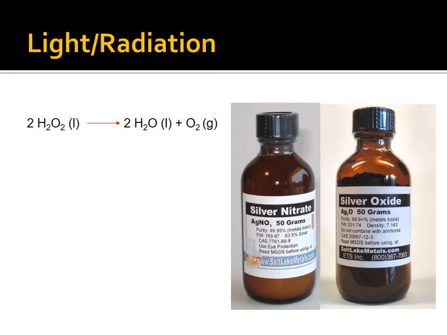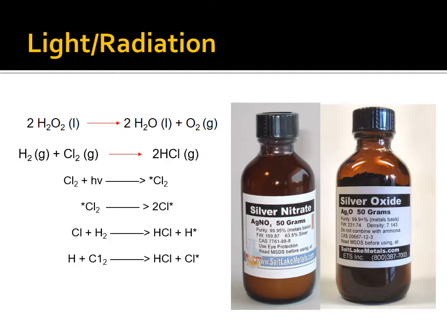Next factor affecting the rate of the reaction: we can say any form of energy, for example, light or any radiation. In the example we took in the previous slide, hydrogen peroxide converting into water and oxygen will be faster if you keep the hydrogen peroxide in sunlight. Therefore, we can increase the rate of the reaction using any other form of radiation or energy. Another example, chlorine and hydrogen converting into HCl will have an increased rate when radiation is applied.